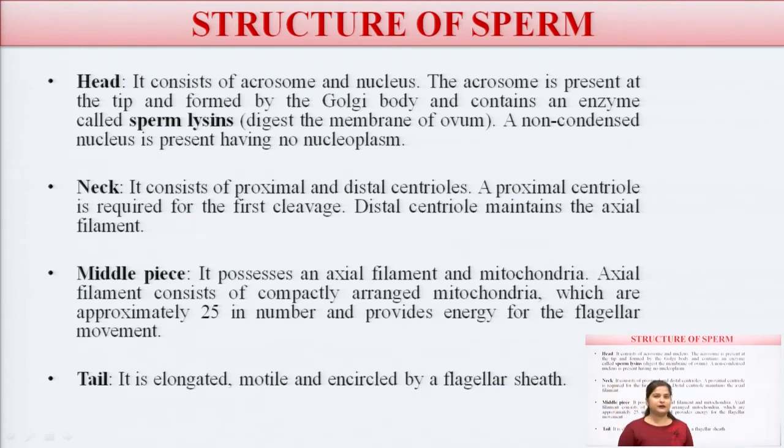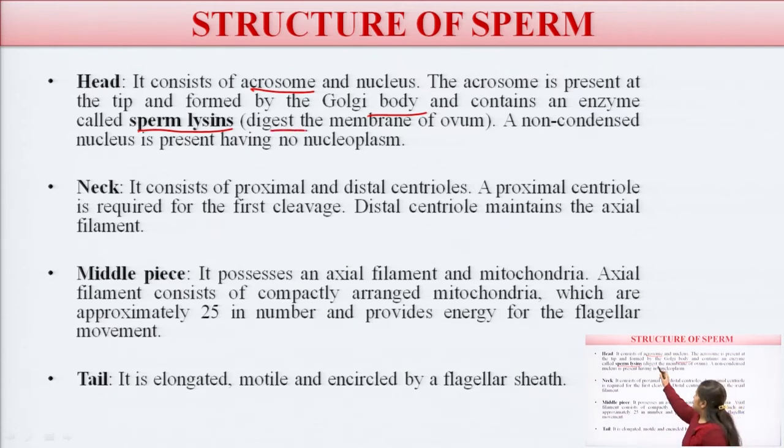Now, if we study it in detail, we start with the head. The head consists of the acrosome and the nucleus. The acrosome is present on the tip, and it is formed by the Golgi bodies. In cell structure you study the Golgi apparatus. The head part is made up of the Golgi body, and it contains an enzyme known as sperm lysin, which is present in the acrosome of the head of the sperm.